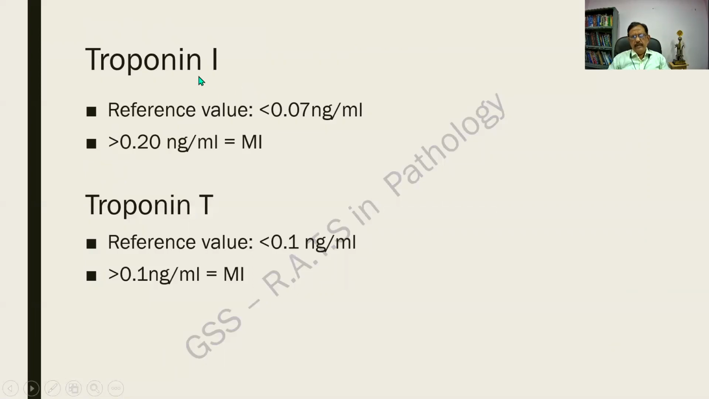Troponin, this is definitely expected for a few people. One is troponin I and the other is troponin T. The normal values are given. When it is more than 0.2 nanograms, troponin I is significant. And similarly, troponin T, when it is more than 1 nanogram, it is indicative of myocardial infarction. Troponin, please remember troponin I, troponin T, formed from the actin and the myosin filaments.